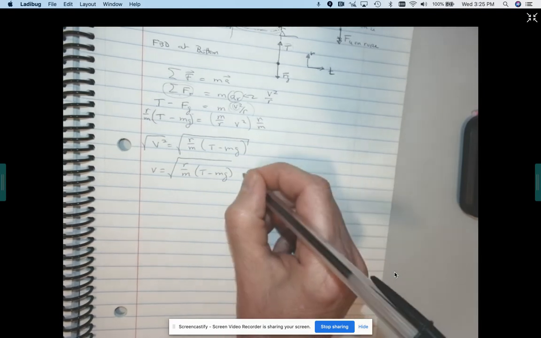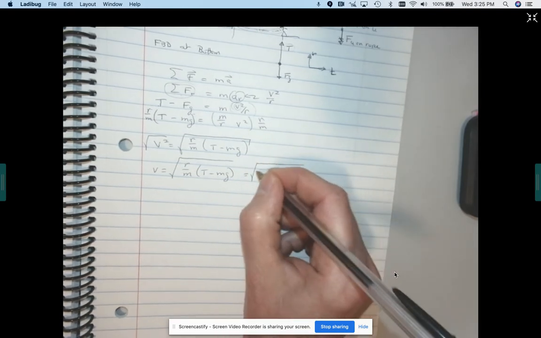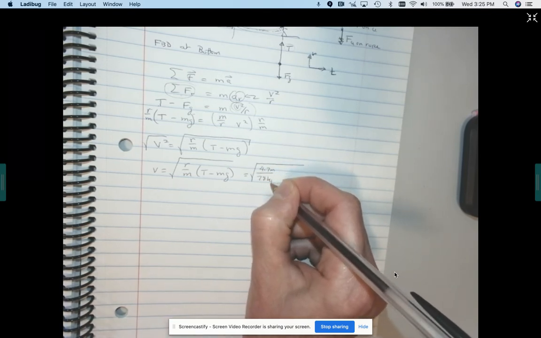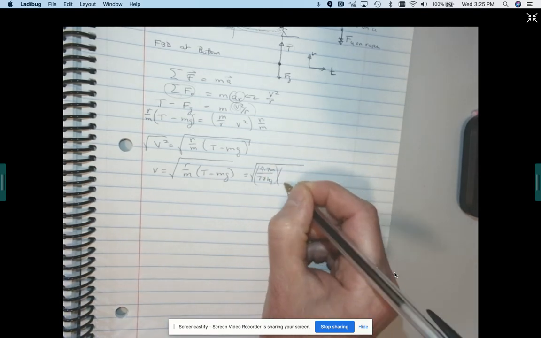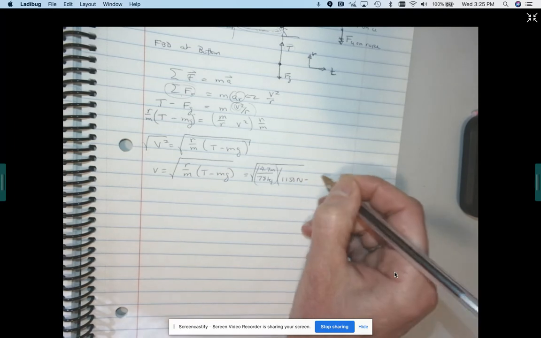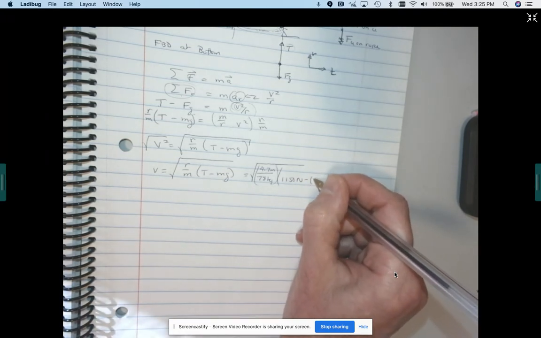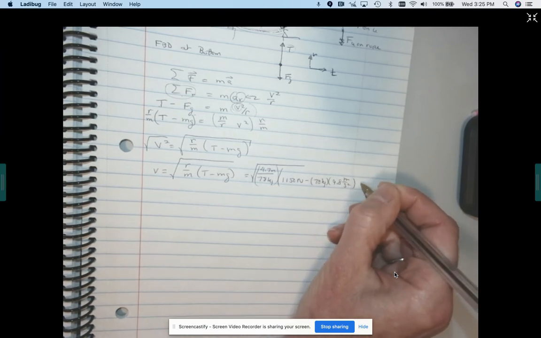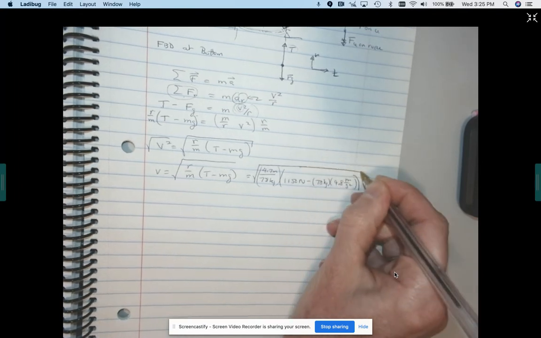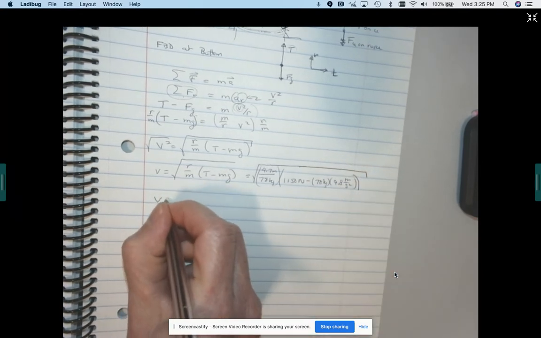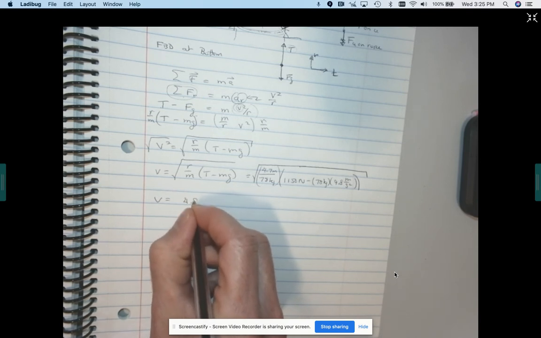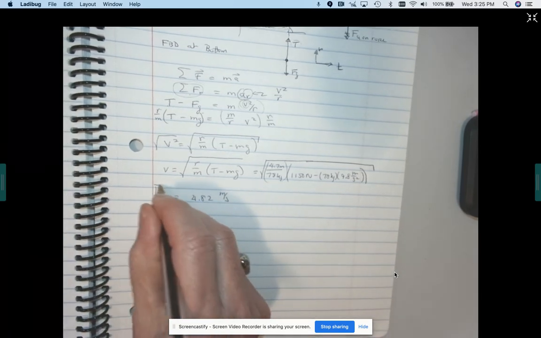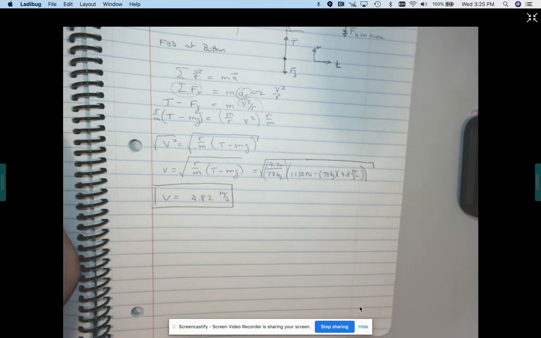Okay, and now we can plug in. So the square root of R, which is 4.7 meters, over the mass of Tarzan, 78 kilograms, times the tension, 1150 newtons, minus the mass again, 78 kilograms, times the acceleration of gravity, 9.8 meters per second squared. Another good one. We'll close our square root and then plug in. It's always good to check me. What I got was 4.82 meters per second. But pause and do the calculations yourself. Make sure I got the right answer. And circle that up. And that's that.